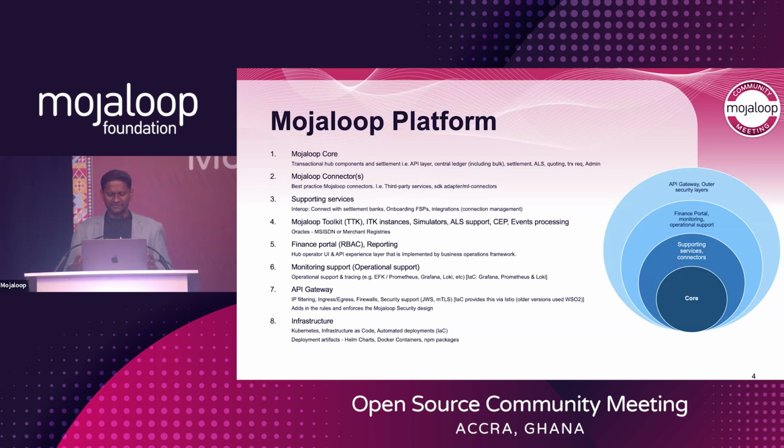And apart from that, we also have the finance portal, which includes the experience layer or the user interface layer for hub operators and technical operations teams for monitoring the health of the system, performance, all those kinds of things. And then all of this is wrapped up within a secure layer or API gateways, which includes security, IP-based filtering, ingress, egress, and security mechanisms such as JSON web signature, mutual TLS, and those kinds of things. So the current gateway that we use is Istio, which suits very well with the architecture that Mojaloop has. And there are infrastructure components as well, like Kubernetes, and the infrastructure as code scripts that we use to deploy all of these.